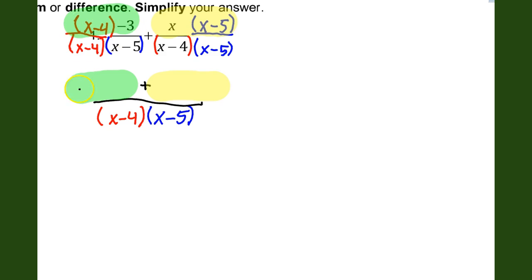So negative 3 times x, negative 3x. Negative 3 times negative 4 is positive 12. X times x is x squared. X times negative 5 is negative 5x. And just simplify that top and see what you get. So more of the same on the bottom. Denominator doesn't change.